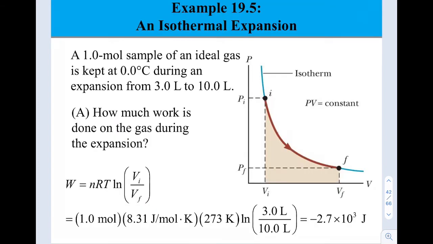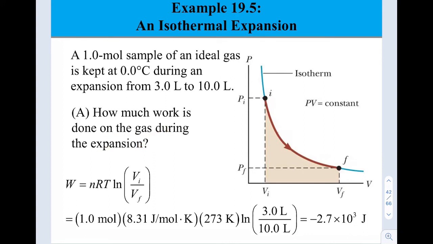So now example 19.5, an isothermal expansion. One mole sample of an ideal gas is kept at 0.0 degrees Celsius during an expansion from 3 liters to 10 liters. This is the isotherm of it. How much work is done on the gas during the expansion?